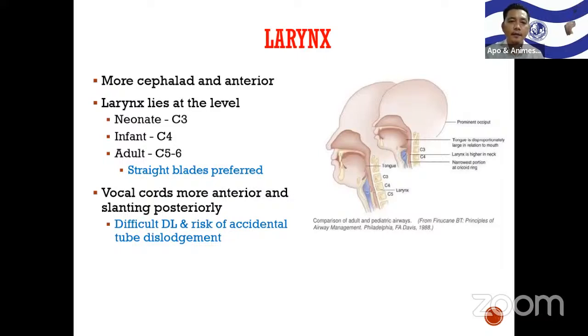Next is the larynx. The larynx is more superior and anterior in newborns and infants. It lies at the level of C3 in neonates, C4 in infants, and in adults it lies at the level of C5, C6. Therefore, straight blades are preferred for direct laryngoscopy of newborns and infants. And the vocal cords are more anterior, and they slant towards the posterior side. Therefore, it's difficult for direct laryngoscopy, and there's always an increased risk of accidental tube dislodgement in babies.